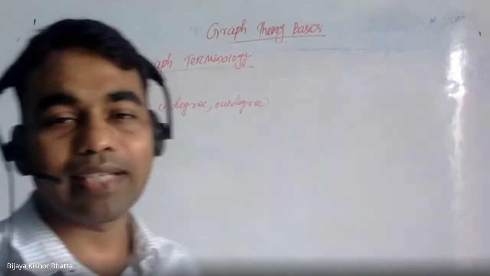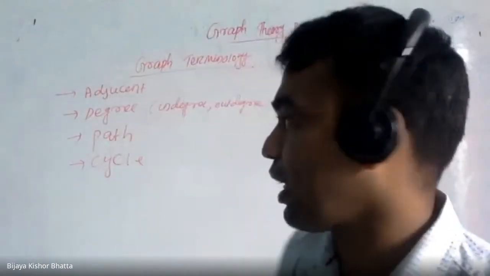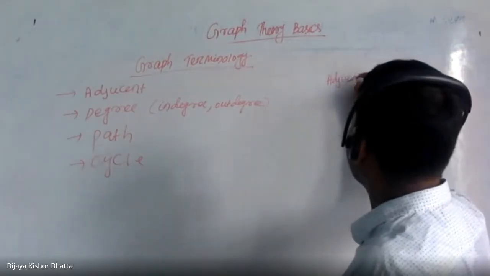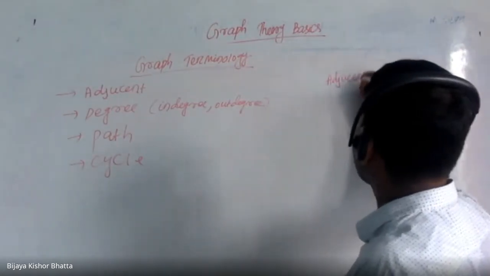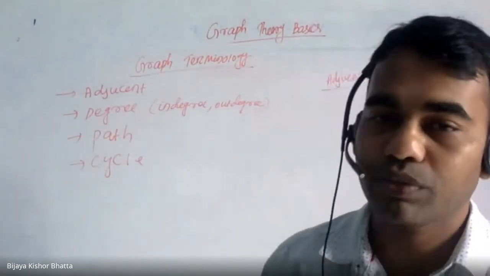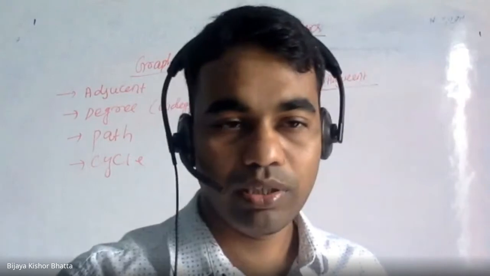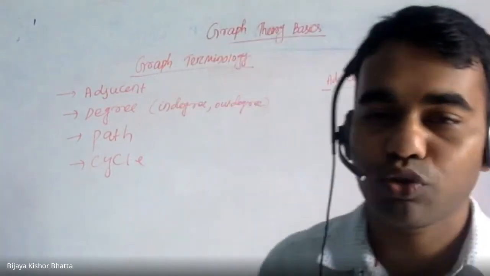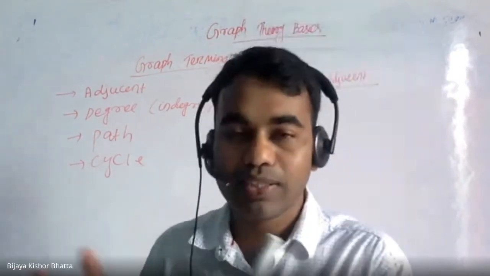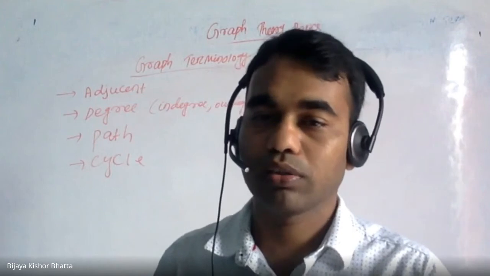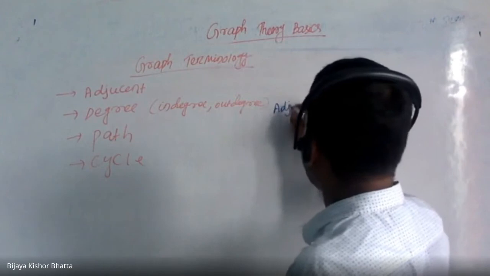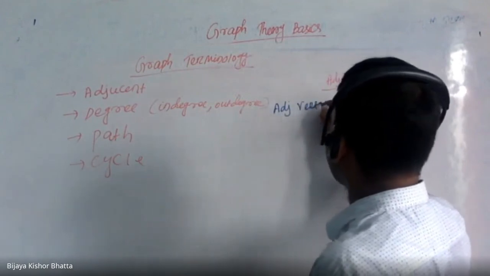So let's understand what adjacency is. Let's make a heading, adjacent. Adjacent can come with respect to a vertex or with respect to an edge as well. Two vertices can be said to be adjacent, or two edges can be said to be adjacent. So what is an adjacent vertex? Let's make a heading, adjacent vertex.